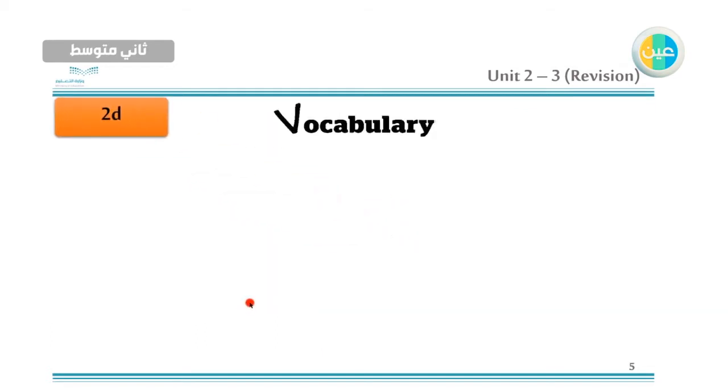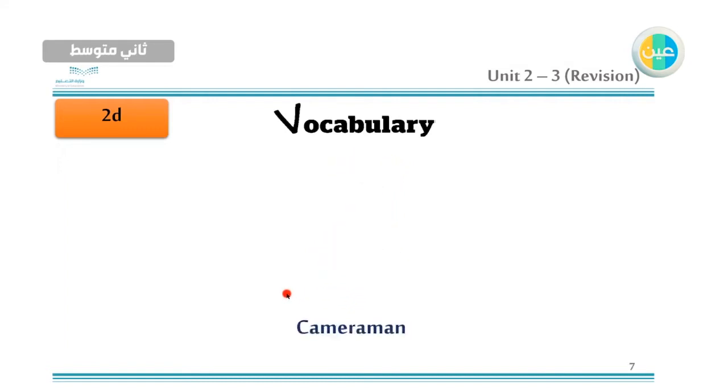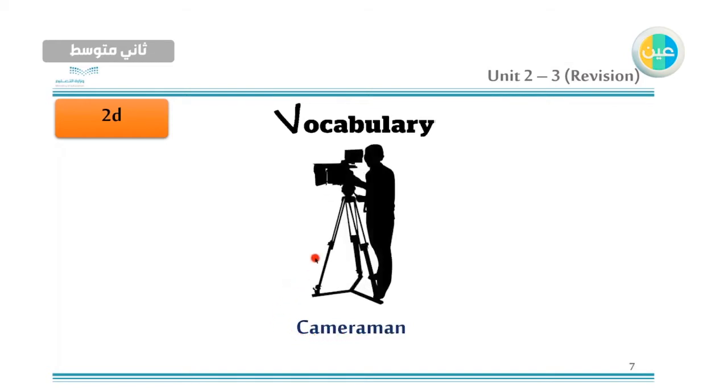And we will discuss some important vocabulary in this lesson. The first one is police officer. This lesson has many names of different jobs. So the first one is police officer, and here's a picture to help you with the meaning. Next word is cameraman. It has the word camera in it. Here's a picture of a cameraman, someone who films videos with special equipment.